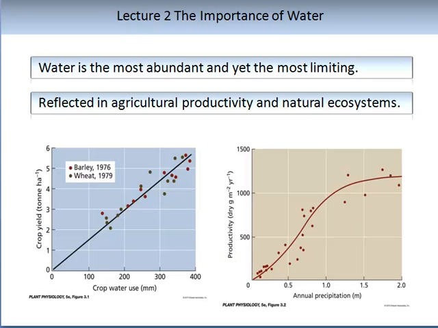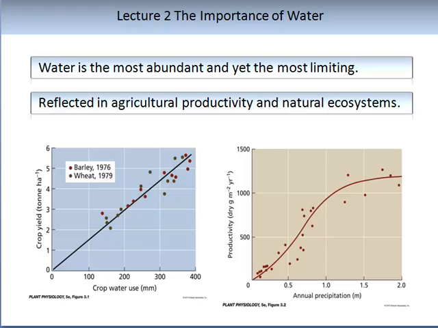The figures on the slide show us the importance of water to plants. The figure on the left-hand side illustrates a linear relationship between crop yield and crop water use. It demonstrates that the more water that is used by a plant, the higher resulting yield is produced. This association assumes that no other resources, like nutrients, are limiting. This relationship on the graph is demonstrated for both barley and wheat plants.